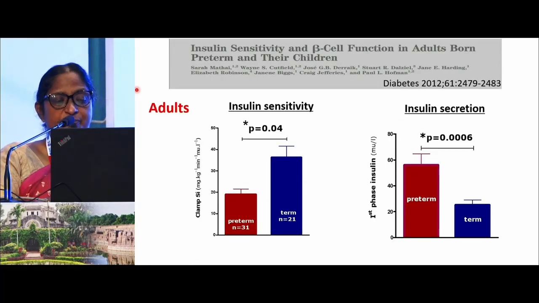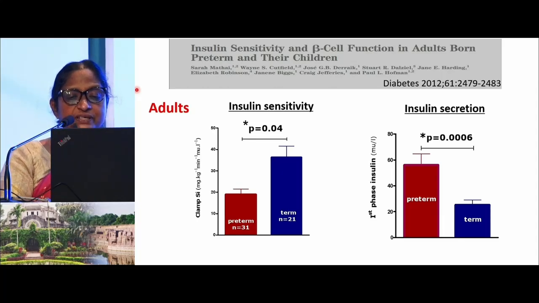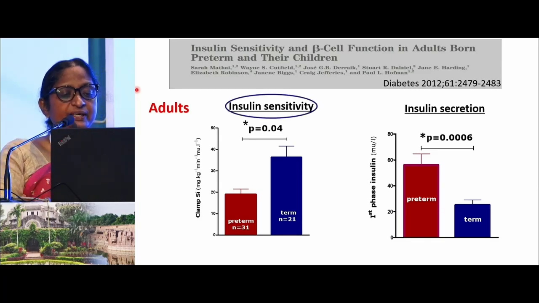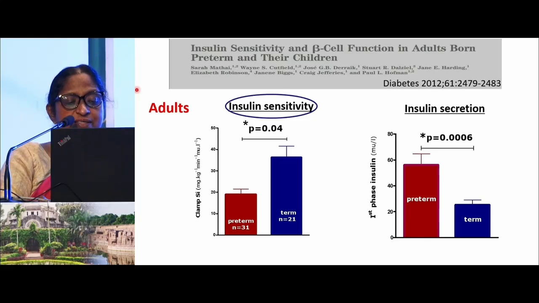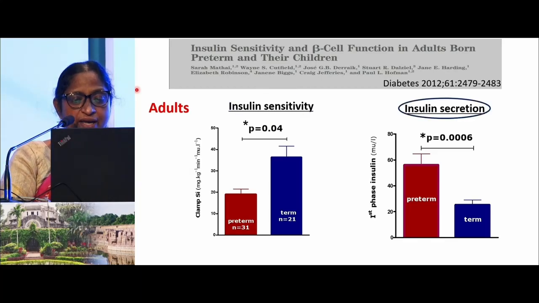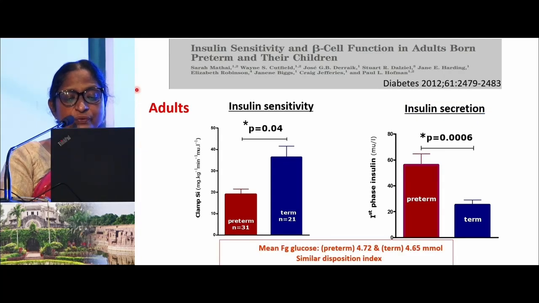Looking at the glucose metabolism in the adult data, on the left-hand side, we have the insulin sensitivity graph, and on the right-hand side, insulin secretion. Insulin sensitivity as measured by the clamp. The red represents the preterm group, and the blue represents the term group. So looking at the insulin sensitivity, we can see that the preterm group had a marked and significant reduction of insulin sensitivity as compared with the term. And to compensate for this, they had increased insulin secretion. Therefore, the fasting glucose was similar between the preterm and the term groups.